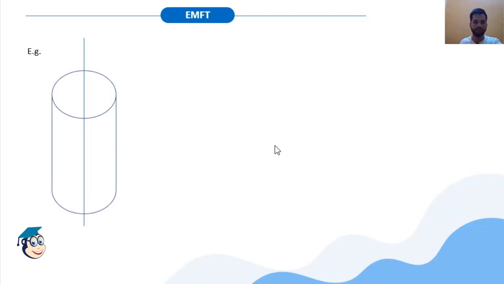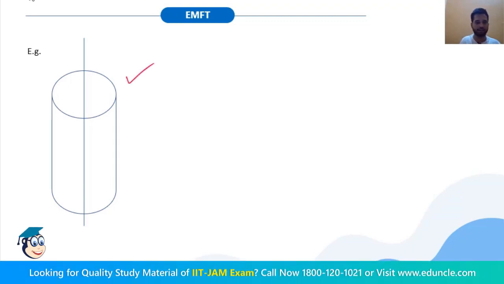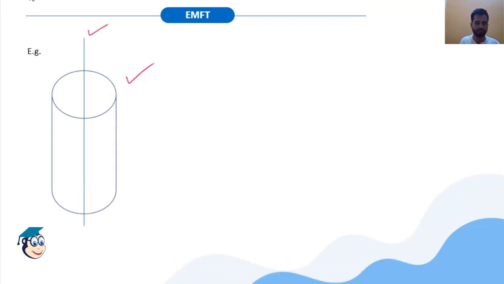Here we have an example. We are given an infinite cylinder, and I have drawn its axis. This infinite cylinder has a radius a, and a is much less than its length. Whatever its length, we cannot define it because it is infinite in this question. In a question it may be written as a very long cylinder or a long cylinder, and you have to consider it as an infinite cylinder.